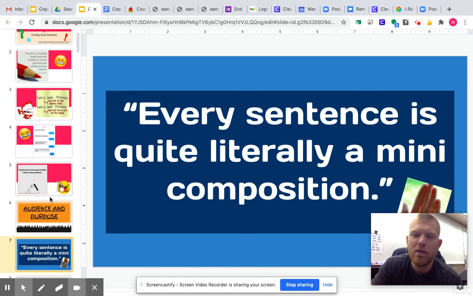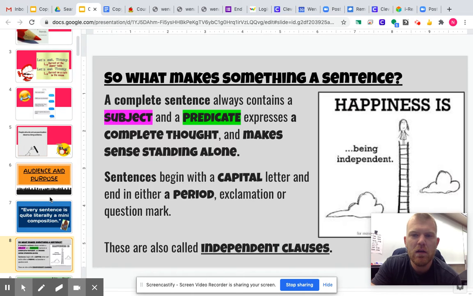Every sentence is quite literally a mini composition. All right, let's get into it. So this is what I want you guys to take notes on. What makes something a sentence? Write that down. What makes something a sentence? Question mark. A sentence always contains a subject and a predicate to express a complete thought and make sense standing alone.